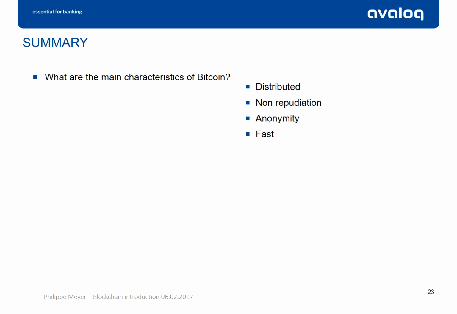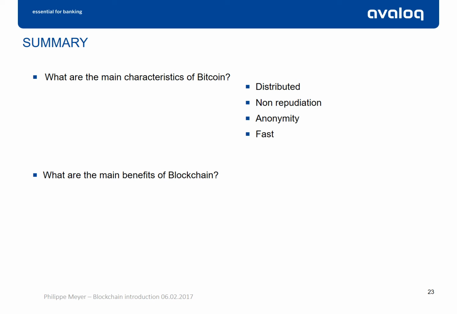What are the main characteristics of a Bitcoin network? A Bitcoin network provides distribution, non-repudiation, anonymity, and is fast, at least compared to traditional payment networks.